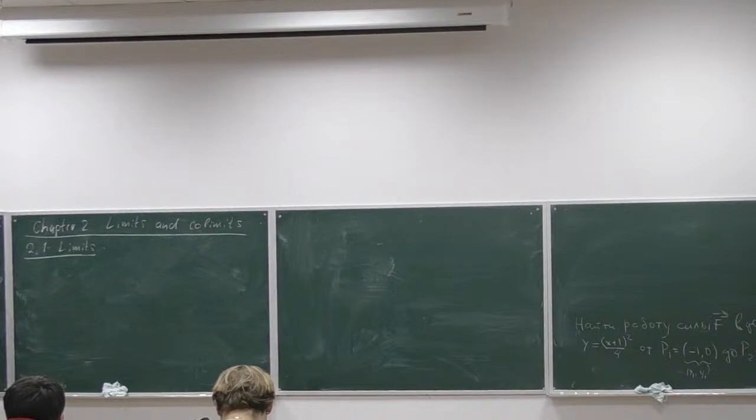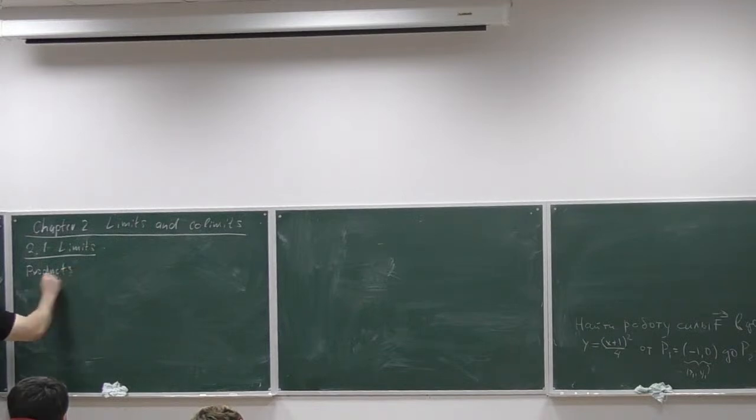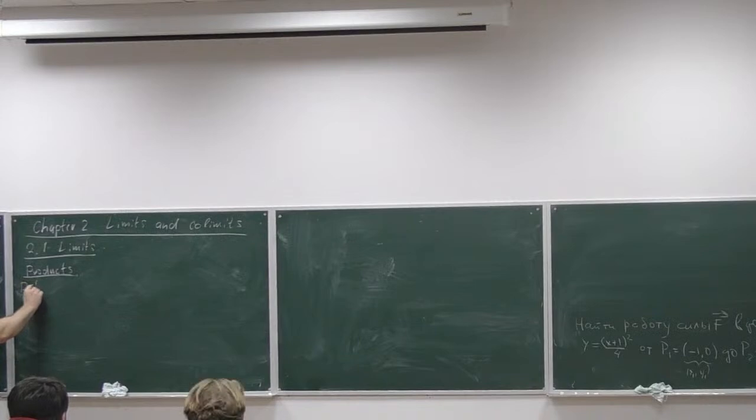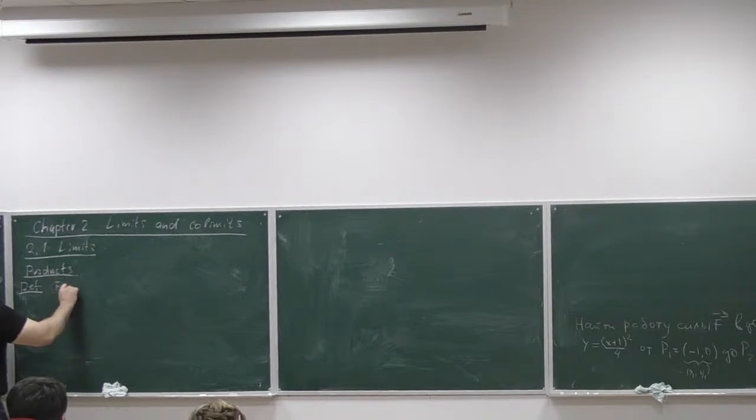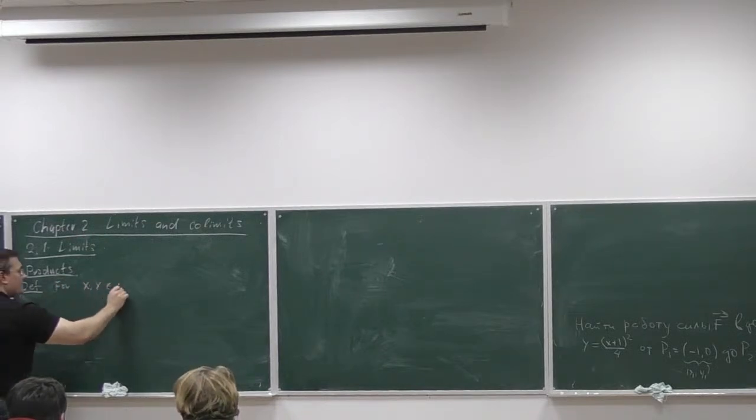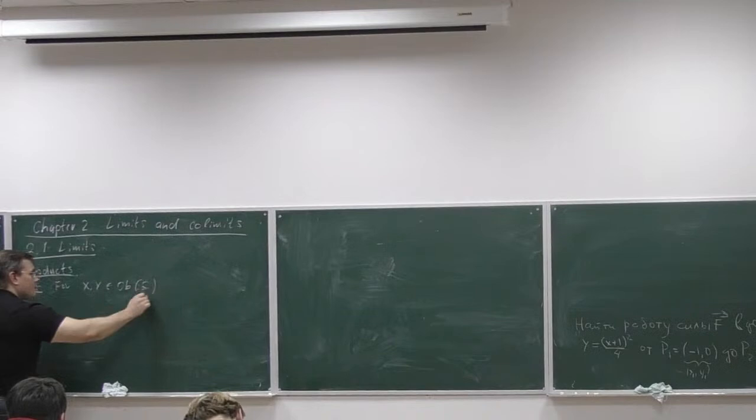So we start with the products. This is our first example of the limit constructions. So, products in a category. The definition is quite simple. We have two objects x and y in some category C.